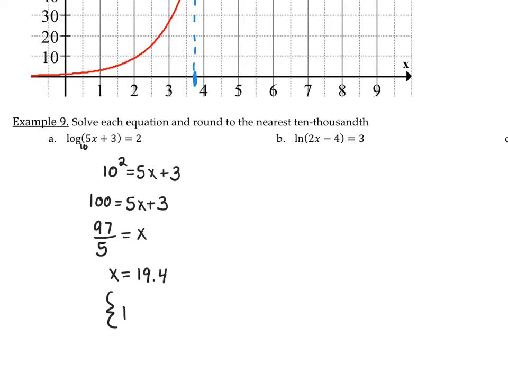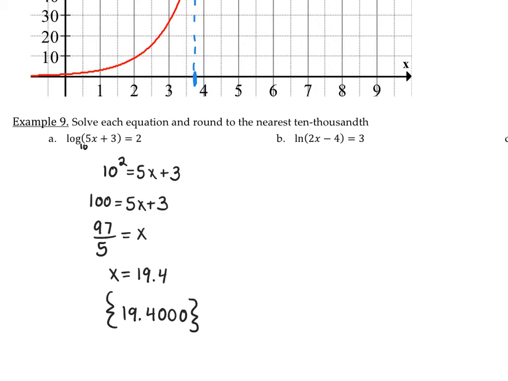And since it specifically said to the nearest 10,000th, we are going to go ahead and go out to the 10,000ths place. So this is hundredths, thousandths. Oh, nope, that's not it. Sorry. We need to go out further. So this is tenths, hundredths, thousandths, 10,000ths place.